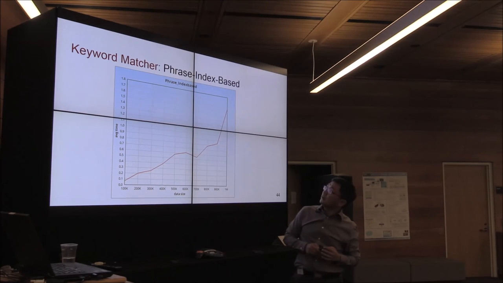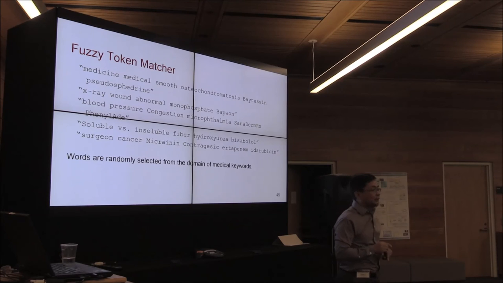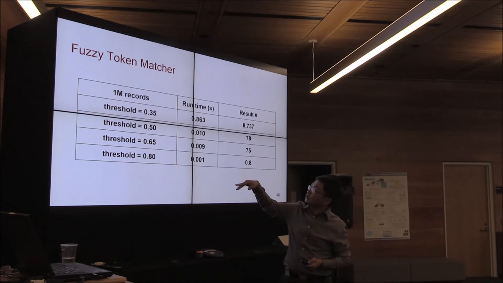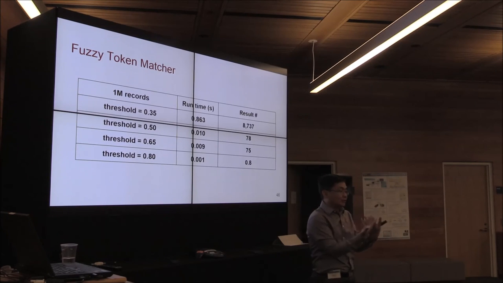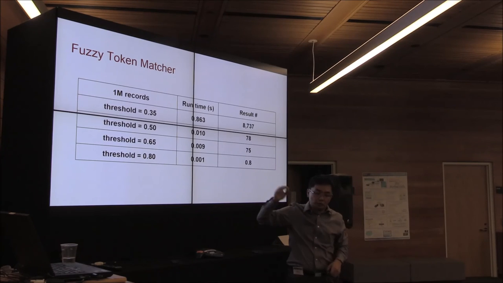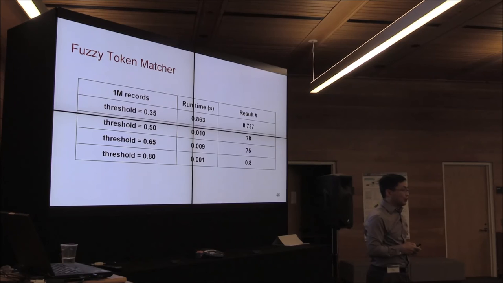Phrase matcher, similar trend. Fuzzy token matcher, we want to see if Lucene's feature is very efficient. And the final results are pretty good. So we use different thresholds. Intuitively, the larger the threshold, the tighter the condition. If the threshold becomes one, that means the results have to match exactly, because this is a similarity. One means a perfect match. So if we increase the threshold, then the number of results over multiple queries will reduce, and then the time will also reduce. So it means Lucene is doing a pretty good job answering similarity queries.